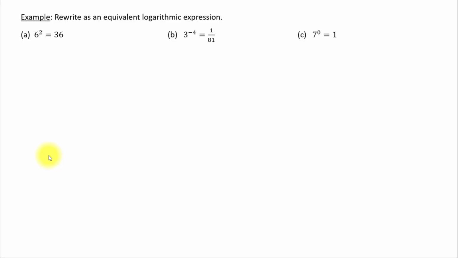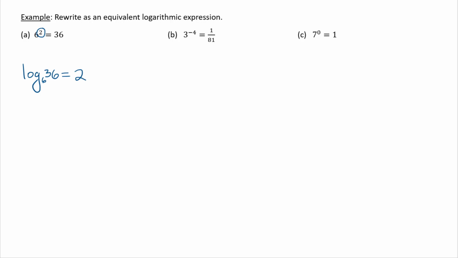In the next example, we're going to try this in reverse. We're going to take these exponential equations and rewrite them as logarithmic expressions. Let's try. I'll start by writing log for logarithm. The base of the logarithm is the same as the base of the exponential expression, so it's 6. The logarithm always equals a power, so I'm going to set it equal to 2. That's the power in the exponential expression. It means that 36 will be placed inside the logarithm, and that's the result of raising 6 to the second power. So that's the equivalent logarithmic expression.